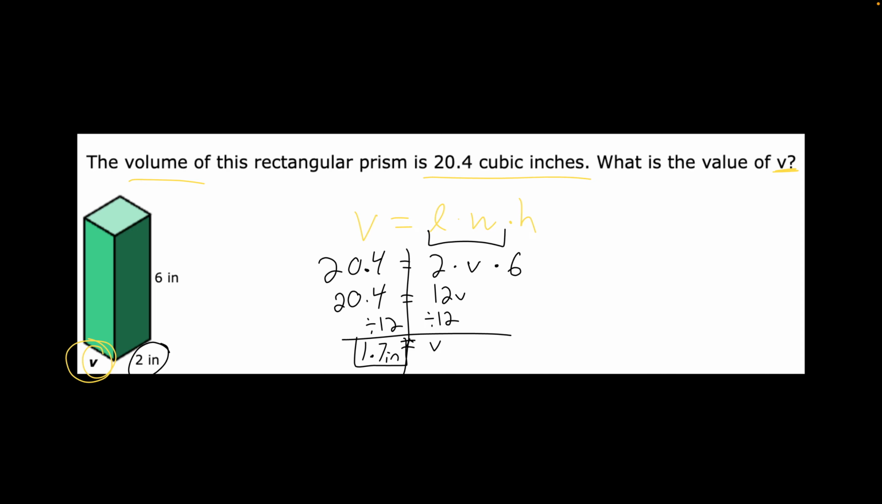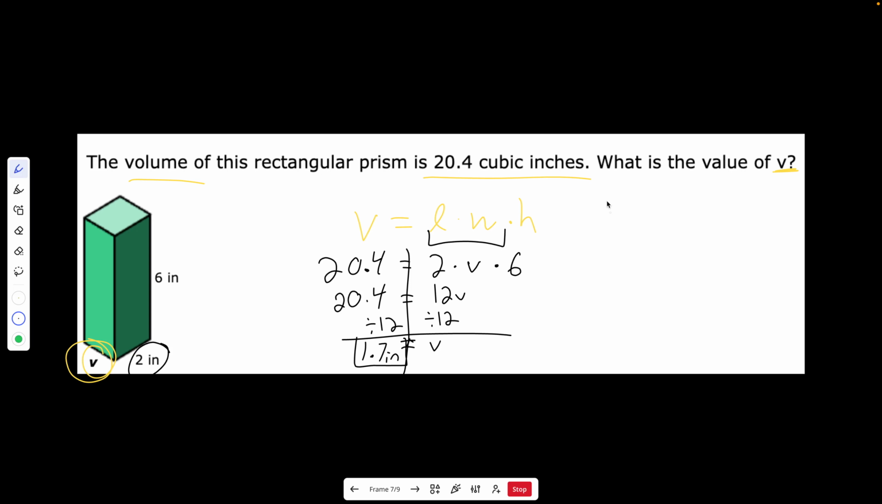And you can always check your work, right? Because you could do length times width times height. So you could do 2 times 1.7 times the height, which is 6. If you multiply those three numbers, you should end up with 20.4 because that's the volume you should be getting.